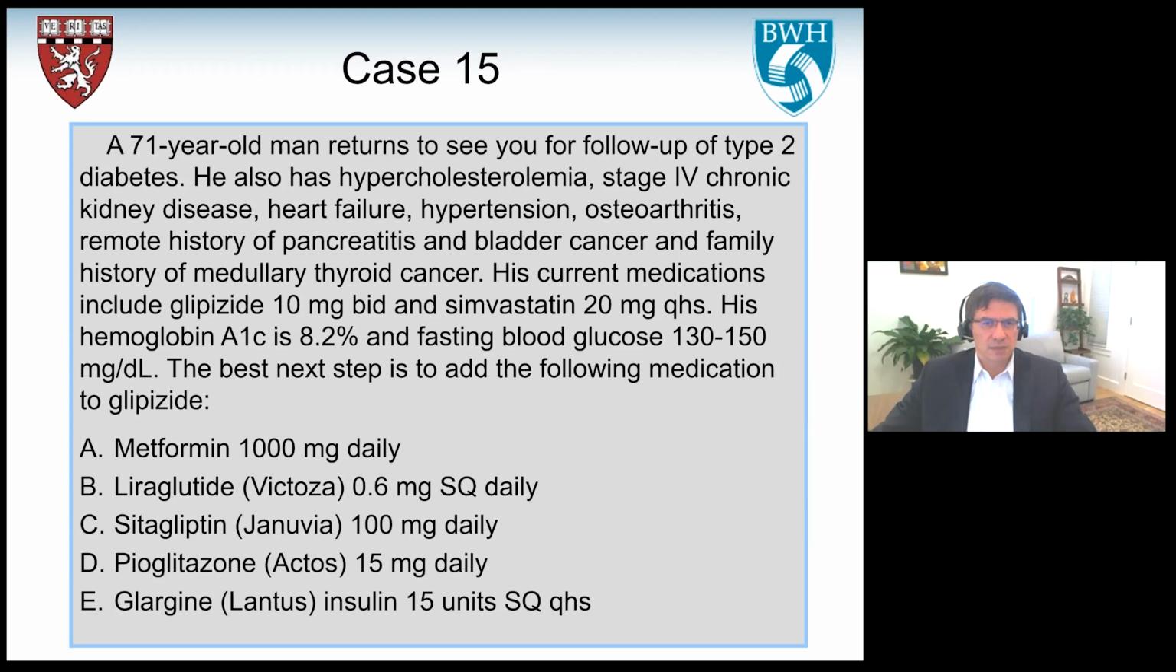The best next step is to add which of the following medications to glipizide. A, metformin, 1,000 milligrams daily. B, liraglutide or Victoza, 0.6 milligrams subcutaneous daily. C, sitagliptin or Januvia, 100 milligrams daily. D, pioglitazone or Actos, 15 milligrams daily. E, glargine or Lantus insulin, 15 units subcutaneous at bedtime. And the right answer is E, glargine or Lantus insulin, 15 units subcutaneous at bedtime.